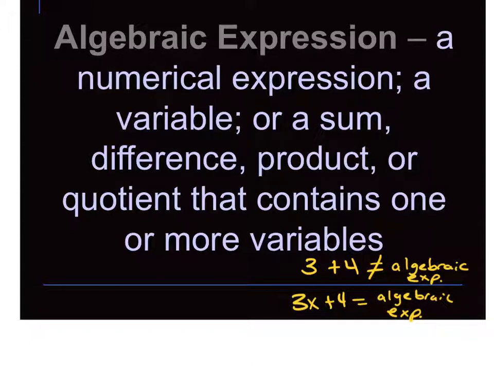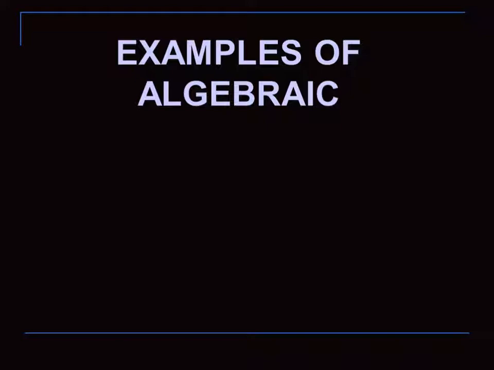Algebra has to do with variables, missing numbers. That's what we're looking for there. So when you see that word algebra, that's really what it means, that there are some missing numbers. Could be 20 missing numbers, could be one missing number. So there's a variable involved. So here are some examples of algebraic expressions.